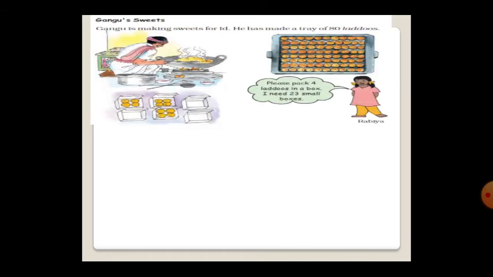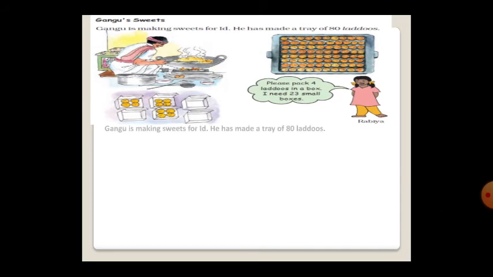So if for one trip the driver charges 500 rupees, for 6 trips how much? So you have to answer. What do you have to do? Multiply, and you have to find the answer.